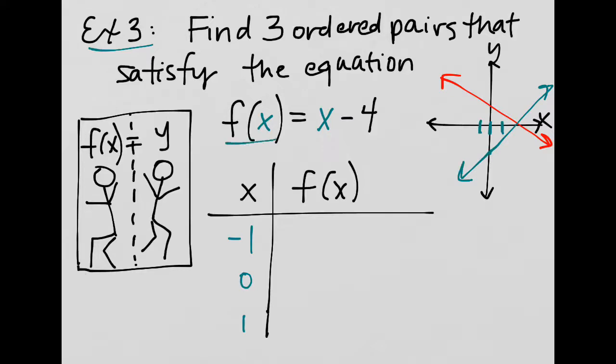So, if I have f of x, I'm going to write this as f of, now I know what x is, f of negative 1. Well, f of x equals x minus 4. So now I know I'm plugging in that x, right? If this is what x is.